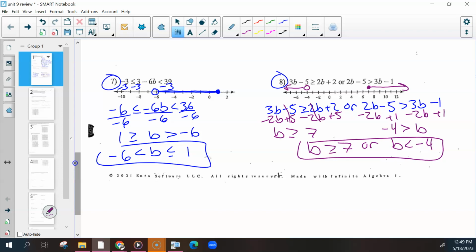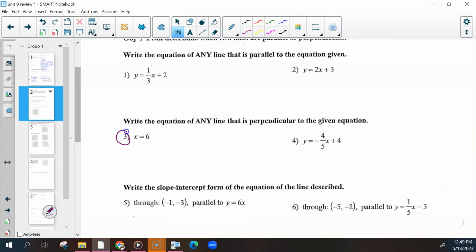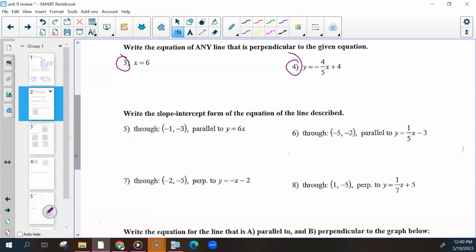Go on to the next page. So now it's going backwards in the review to objective 3, your parallel perpendicular lines. Which of those do we want to see you go over? 3. Okay. 4. Also do 4, because that one's different than that one. Any of these? Okay. 5 and 6 are both parallel, so we won't do both, but we can do 7. Okay, let's start with those.